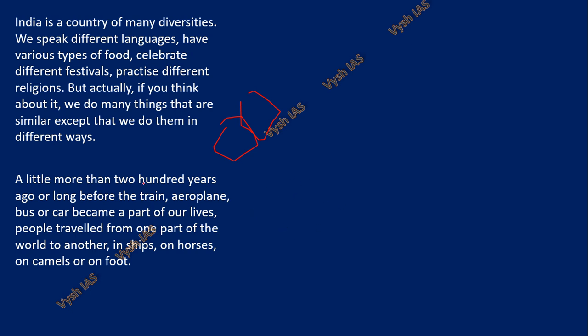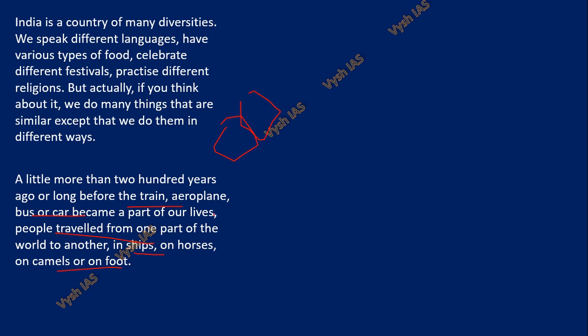Okay, more than 200 years ago we got the train, plane, bus, car, all these motor transport coming in. But much before that, people used to travel from one part of the world to another in ships, on horses, on camels, or even on foot. You should know that right from the Indus Valley civilization, we had trade with the Mesopotamian civilization, with Indonesia, with the east and west of India. We have had all these relations even when the transport system was not developed.